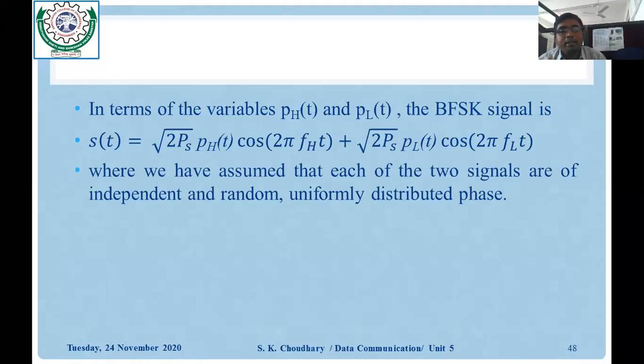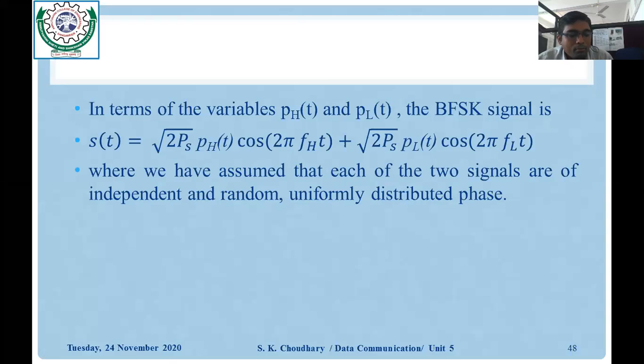If you follow the mathematical equation to define the BFSK signal in terms of PHT and PLT, you will find that ST can be written as square root of 2 PS into PST cos 2 pi FHT, this is the output of the adder, plus square root of 2 PS PLT cos 2 pi FLT. Okay, this is the output of the adder that we have shown in the transmitter circuitry.